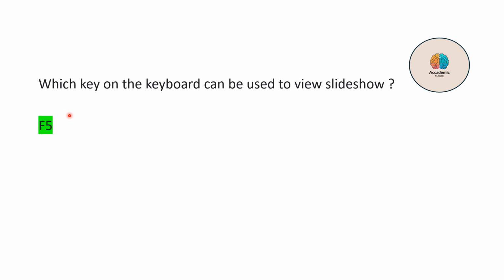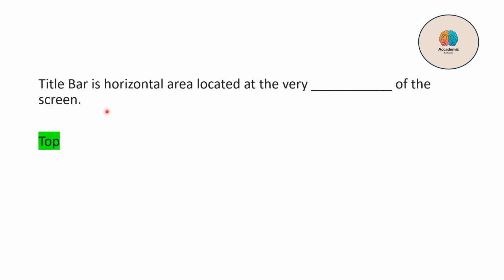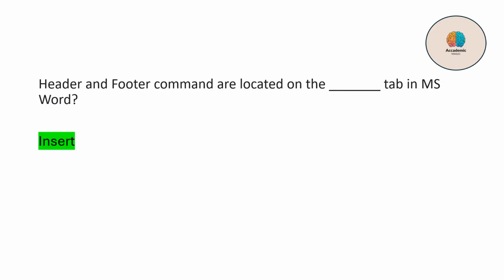Ctrl+F2. Which key on the keyboard can be used to view slideshow? F5. What is the maximum font size you can apply for any character in MS Word? 1638. Title bar is the horizontal area located at the very top of the screen. FTP stands for File Transfer Protocol. Header and footer commands are located on the Insert tab in MS Word.